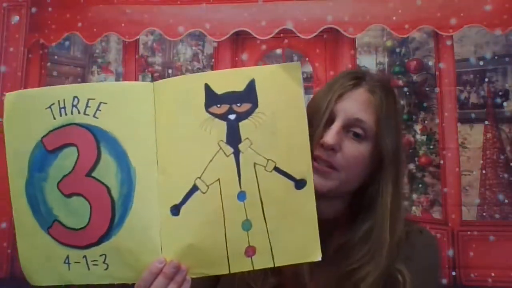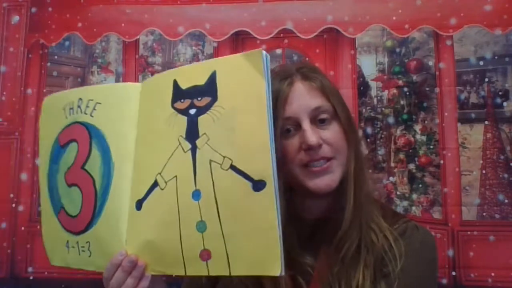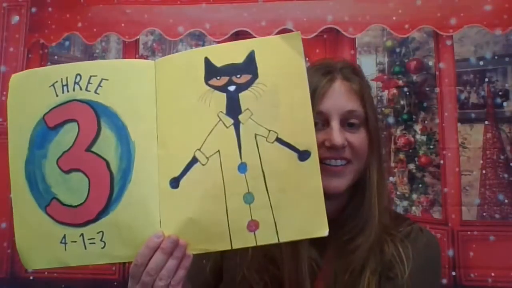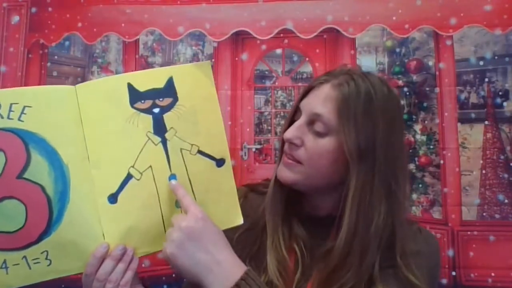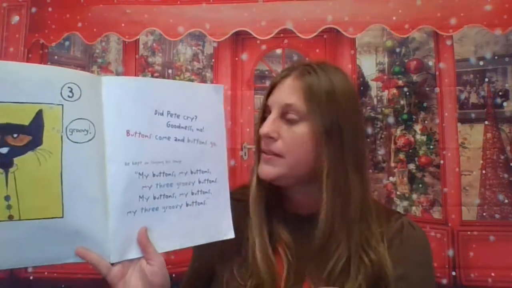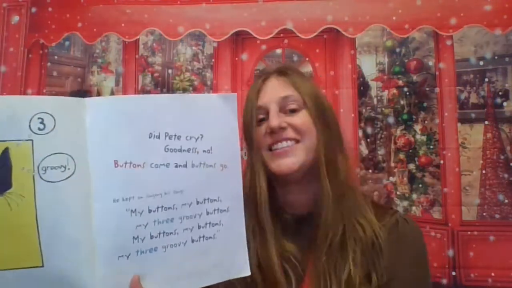So what is this book about, boys and girls? Subtraction, because 4 minus 1 equals 3. Let's count the buttons. 1, 2, 3. That's how many buttons are left. 3. Did Pete cry? Goodness, no. Because buttons come and buttons go. He kept on singing his song.